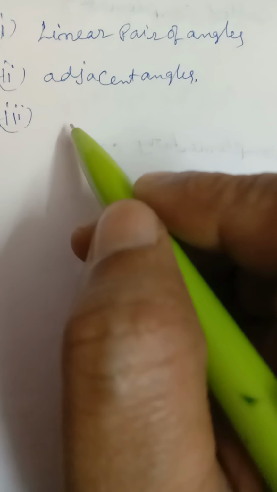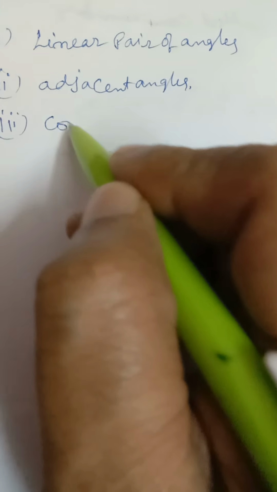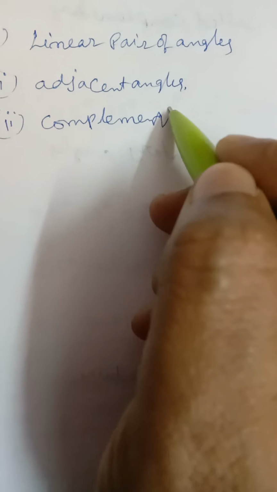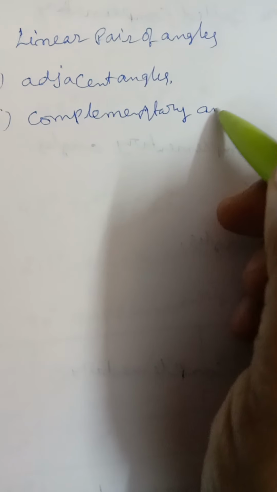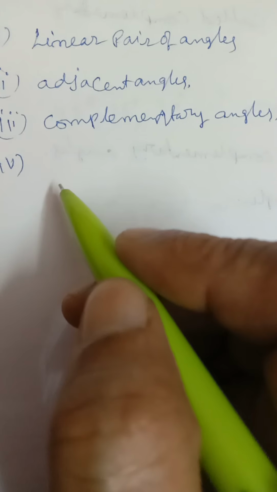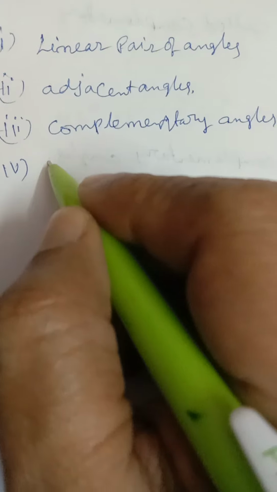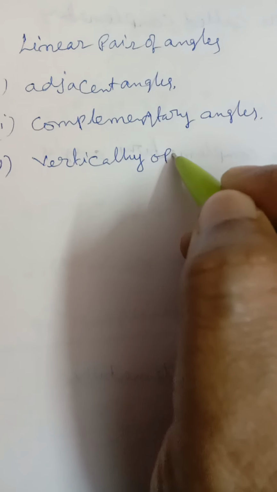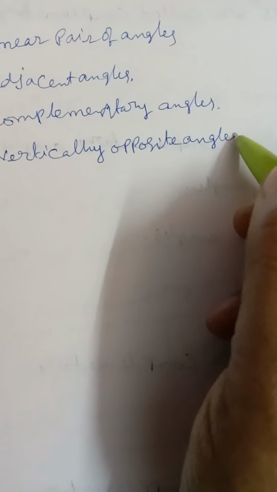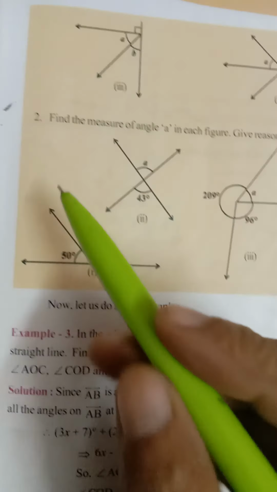In figure 3, the pair of angles A and B are complementary angles. Next, in figure 4, A and B are vertically opposite angles.